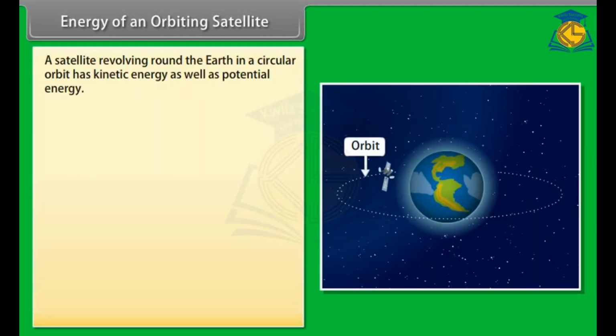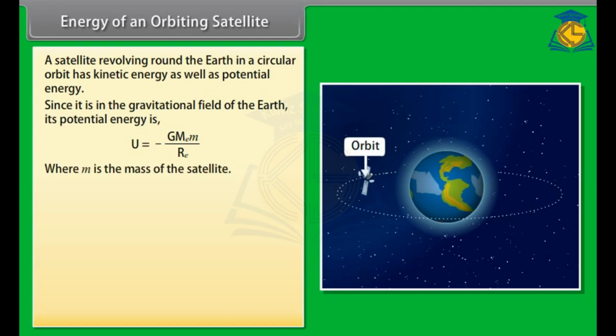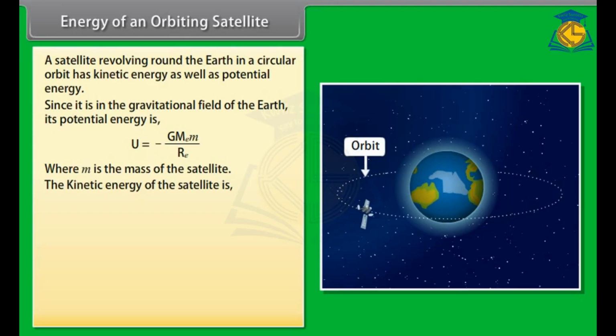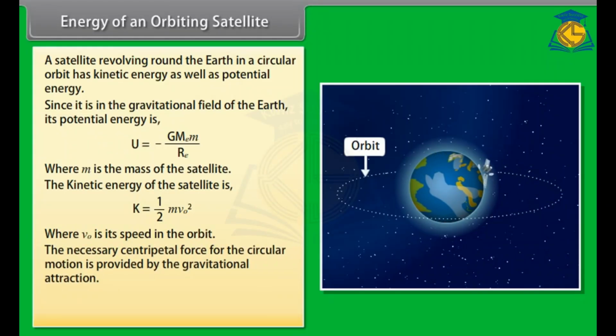Energy of an orbiting satellite. A satellite revolving round the Earth in a circular orbit has kinetic energy as well as potential energy. Since it is in the gravitational field of the Earth, its potential energy is U = -GMEm/RE, where m is the mass of the satellite. The kinetic energy of the satellite is K = ½mv₀², where v₀ is its speed in the orbit. The necessary centripetal force for the circular motion is provided by the gravitational attraction.